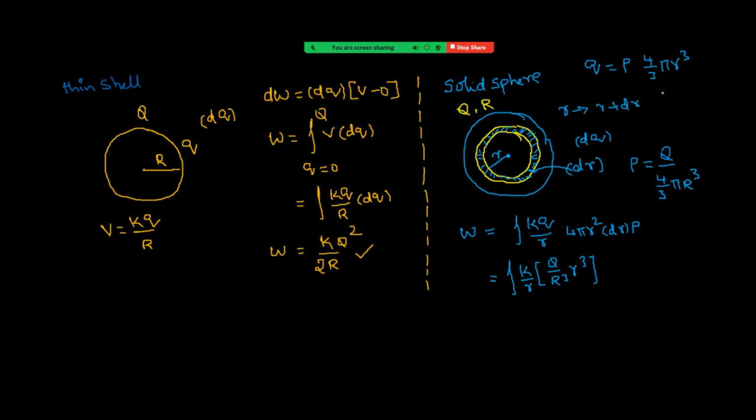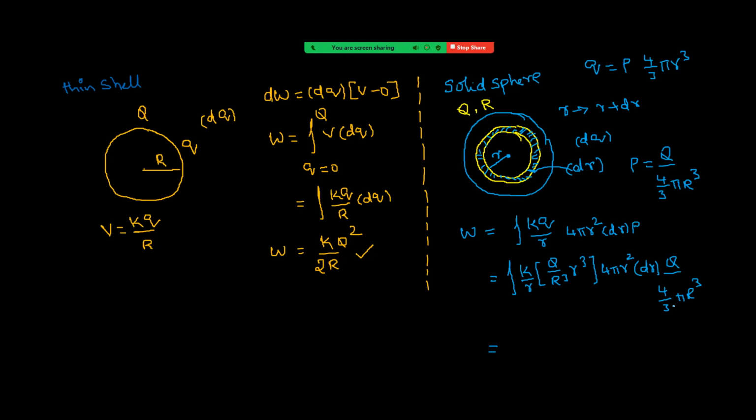Remaining is now q by capital R cube into small r cube. So k cube by r into 4 pi r square into dr, in the place of rho. Now substitute this value, that is q by 4 by 3 pi r cube. Now simplify this and see what we get.